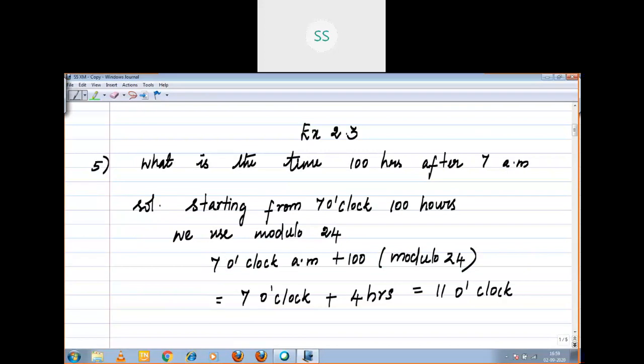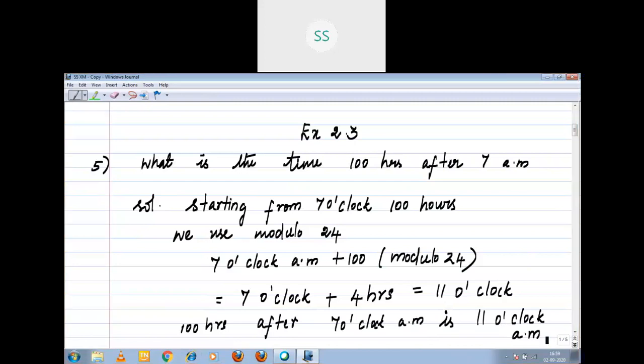100 hours after 7 o'clock a.m. is how much? 11 o'clock a.m. Got it? The remainder you should put and add with the given. Given is what? 7. So 7 plus 4 is 11. Got it, children? That is how we are doing this.